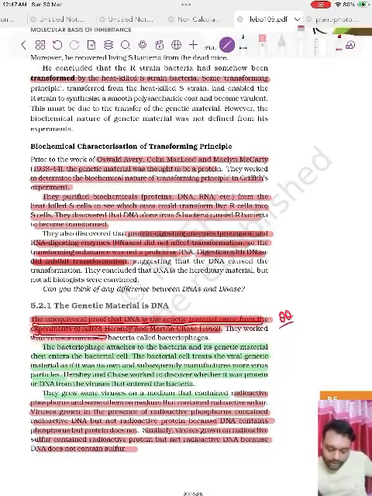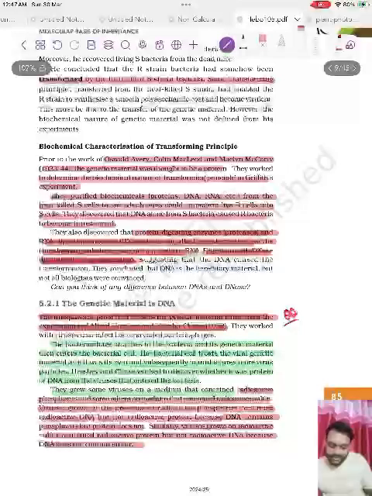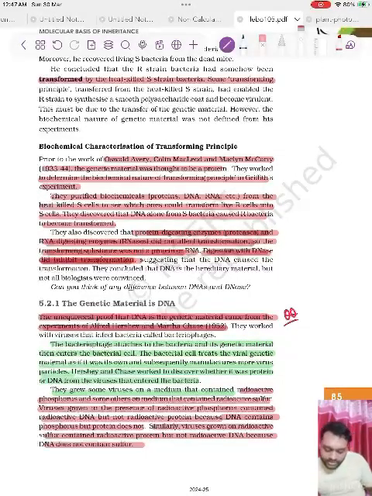The unequivocal proof that the DNA is the genetic material came from the experiments of Alfred Hershey and Martha Chase. This line has been asked many times, also after NEET 2019 and also before NEET 2019. Okay, बहुत बार पूछा गया है. The unequivocal proof that DNA is the genetic material, which was done by Hershey and Chase, Alfred Hershey and Martha Chase. Okay, so उन्होंने क्या किया?